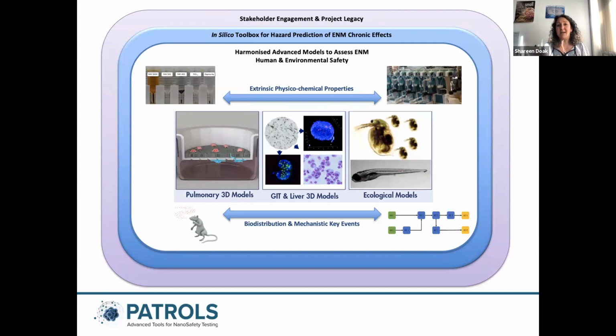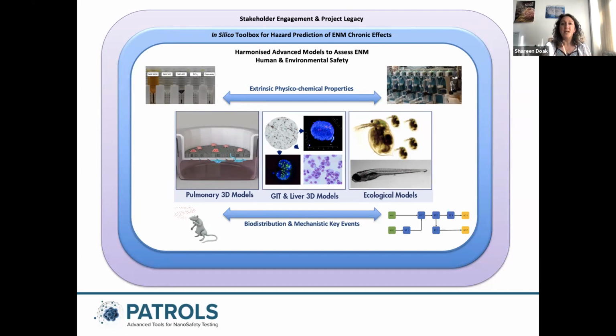So this slide and schematic just gives a very brief overview of essentially what we were developing within the project. But if you look at the middle panel here, essentially what we were trying to do was generate more realistic 3D and co-culture models of the human gut, liver, and lung. But in addition to that, we were also developing a suite of ecological testing tools, which again, in all cases, the methods were designed to specifically support repeated and extended exposure scenarios instead of your typical short pulse or 24-hour exposures.